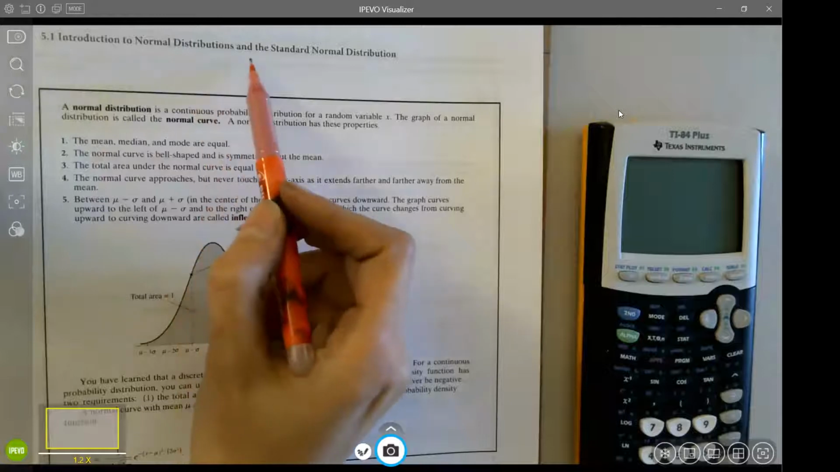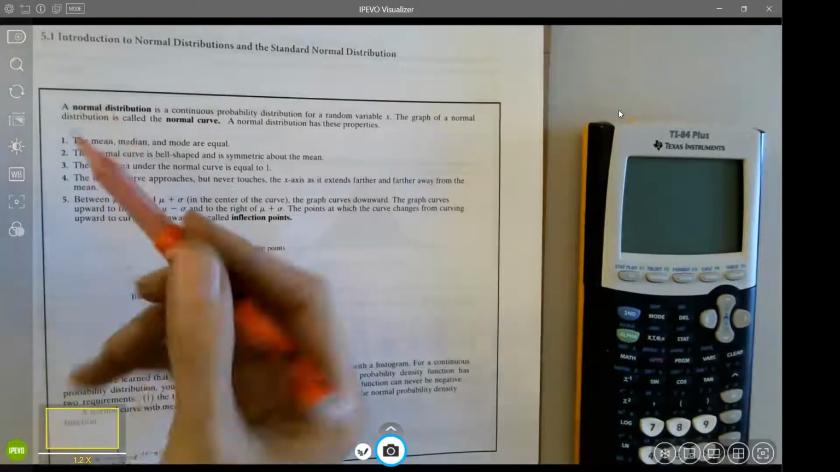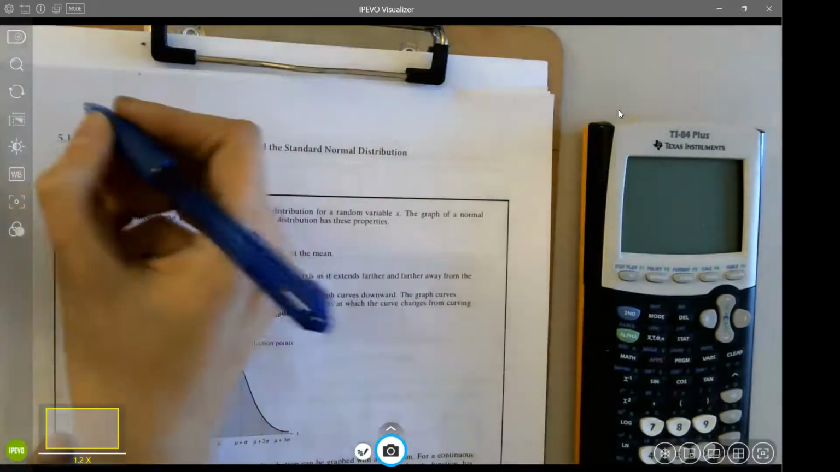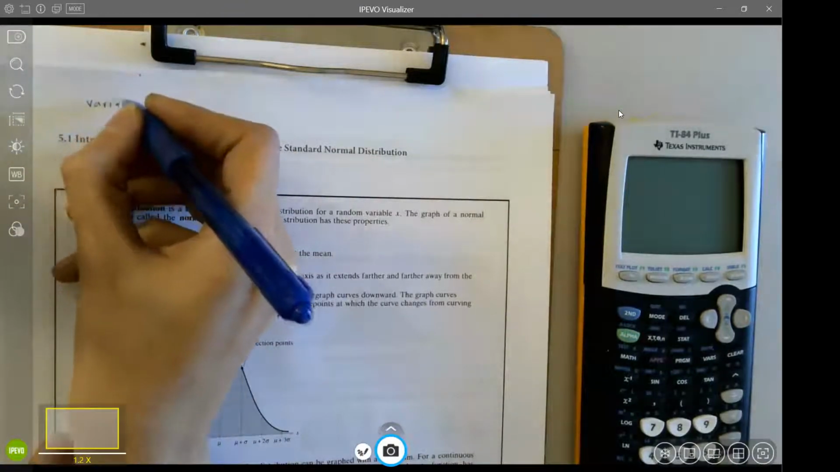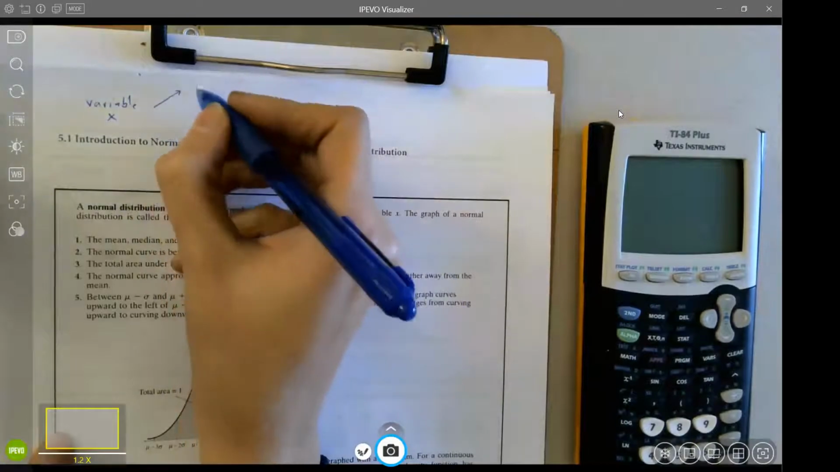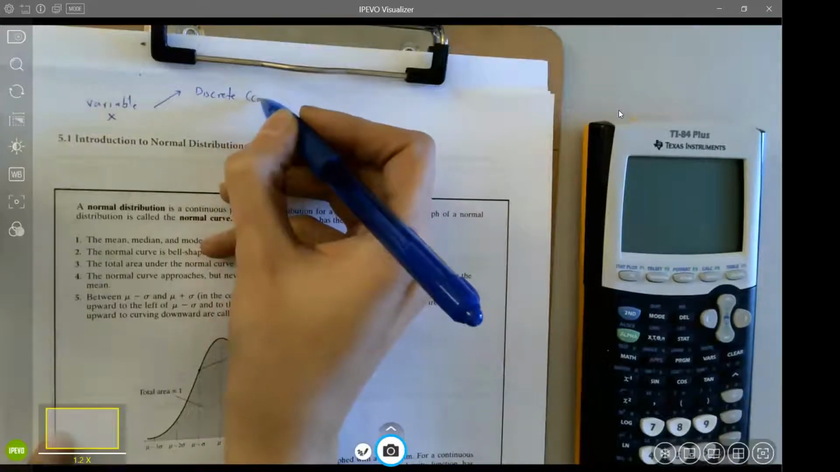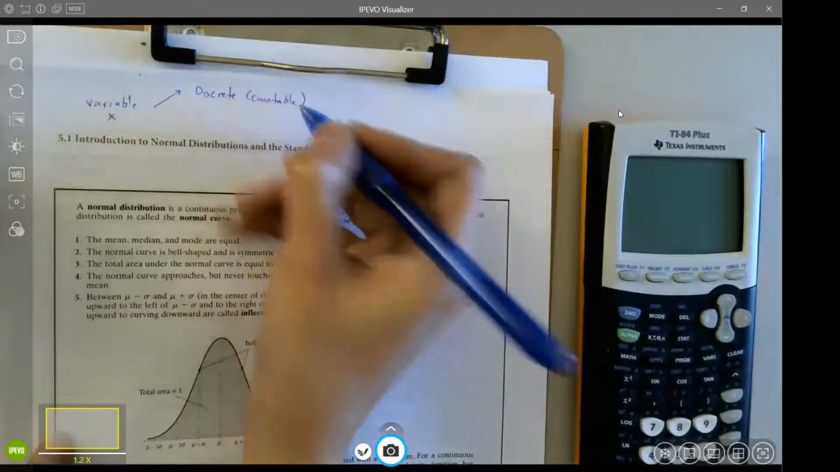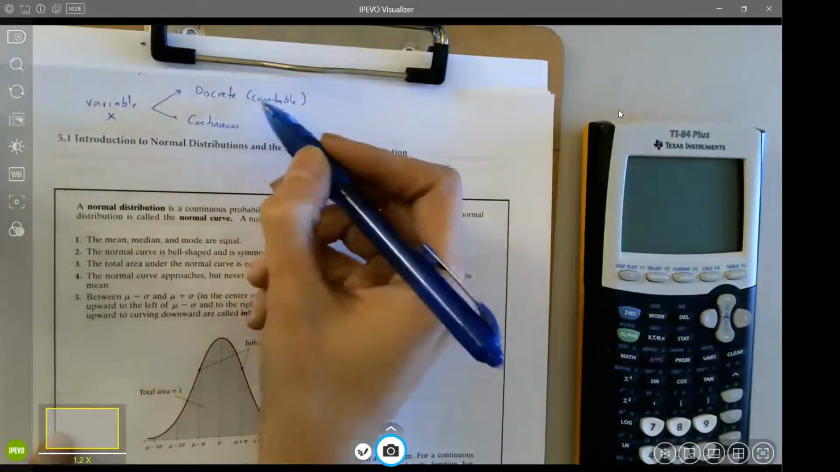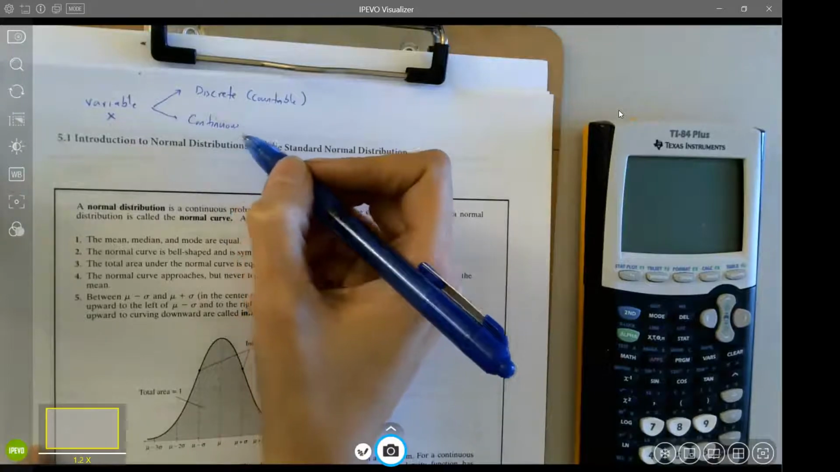Introduction to normal distributions and the standard normal distribution. So remember that we talked about different variables. We said that when we have a variable in statistics, those variables are denoted by X. That variable can be a discrete or countable variable, or it can be continuous. Discrete, like the number of students sitting in this class, continuous, like time or volume.